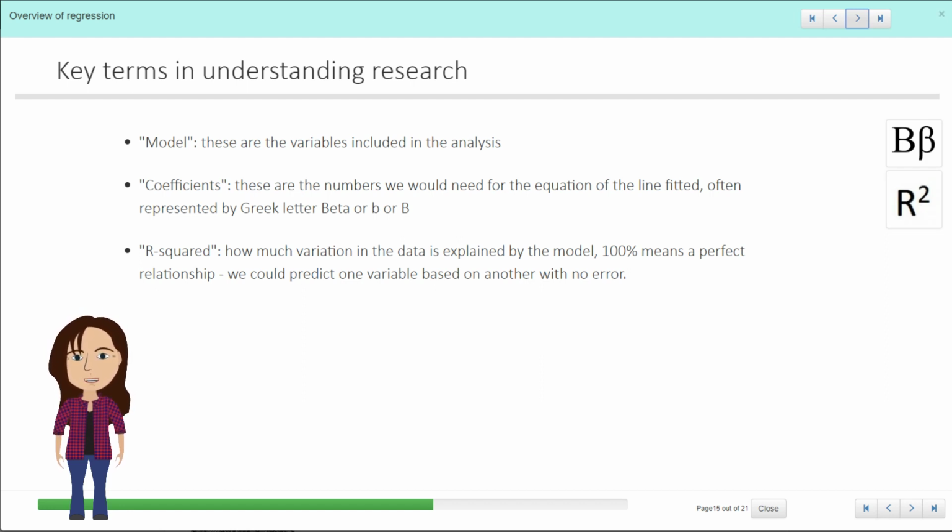And again, the R squared is how much variation in the data is explained by the model, where 100% means a perfect relationship, and we could theoretically predict one variable based on another with no error. Now, obviously, in any studies based on people to do with health, you would never get 100% correlation because people are just not that predictable.